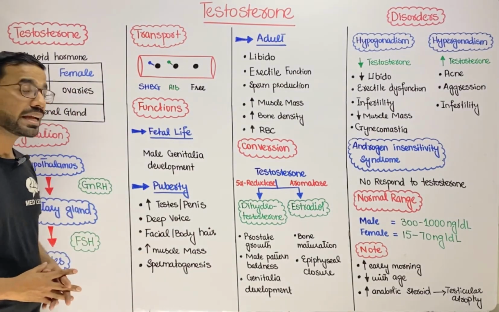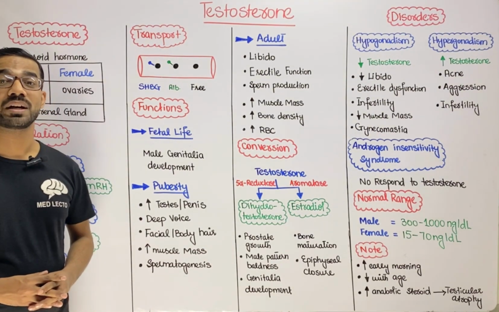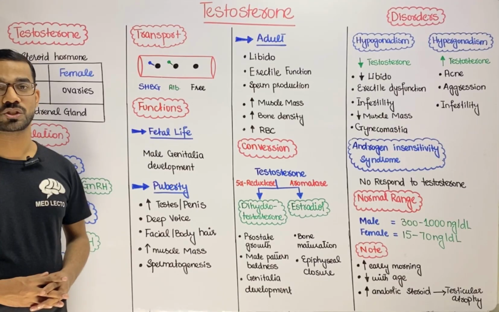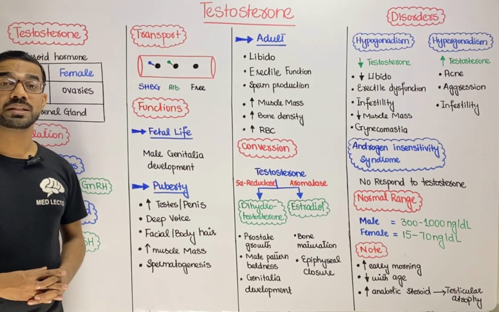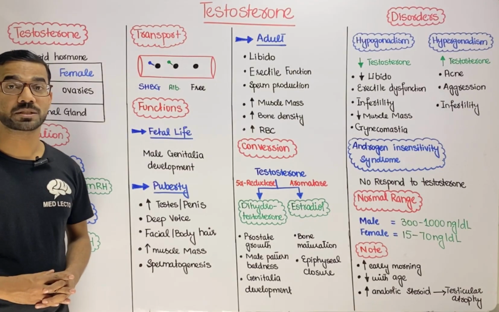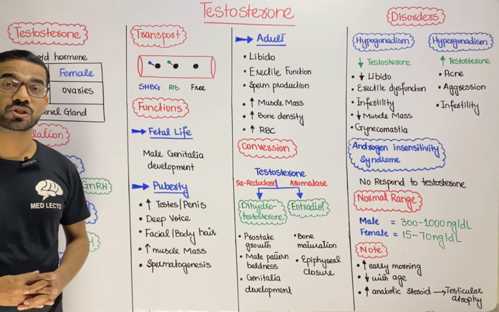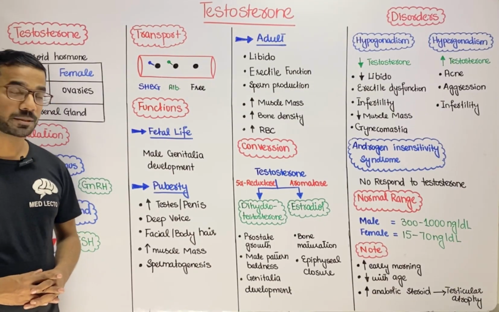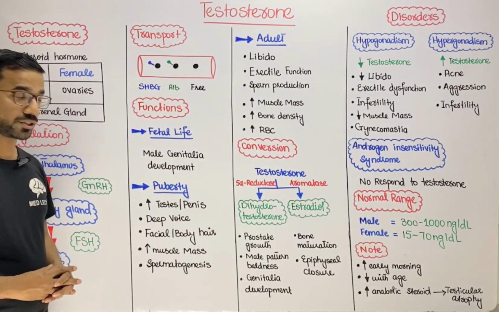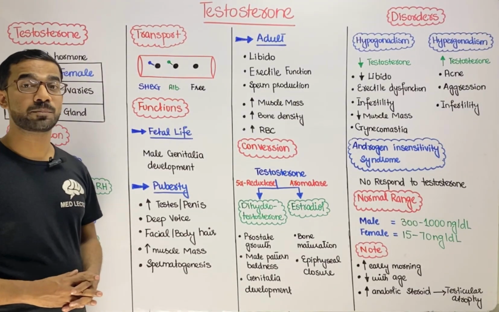And second is the increase in muscle mass, which will also be done with the help of this hormone, testosterone. Next is spermatogenesis, the production of sperm, which is also regulated by testosterone, which promotes the production of sperm inside the testes. So these are the different functions which you will see at puberty.